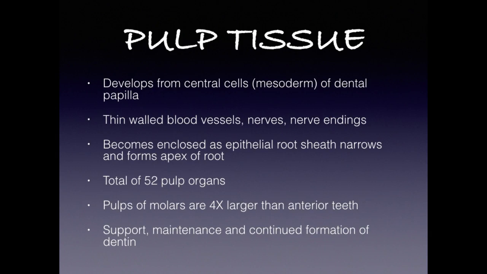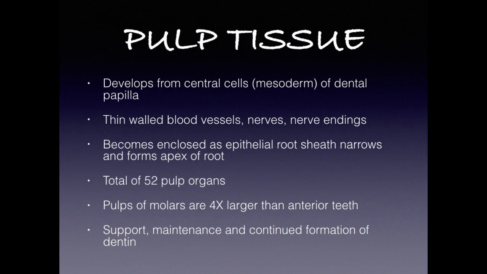That may become trapped in there as the root forms, and we'll talk more about the epithelial root sheath later on, but I've mentioned it before. It's going to get narrow as the root length forms and will end up being just a small opening at the apex of the root.